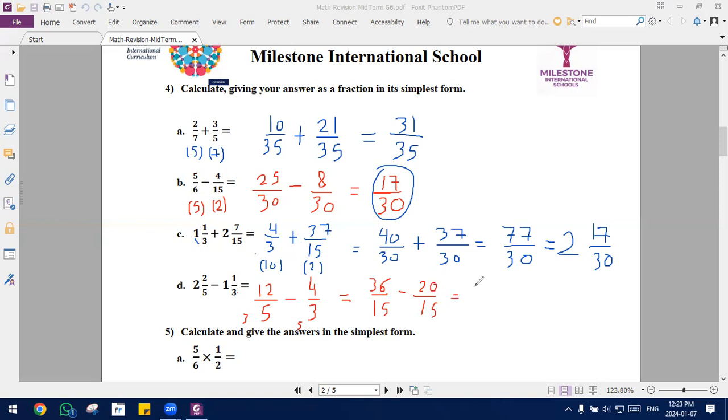36 minus 20, 16 out of 15. Okay, now write it as mixed. It's 1 and the remaining is 1 over 15. And it's already simplified. So when the question is given as mixed, have your answer at the end as mixed value.